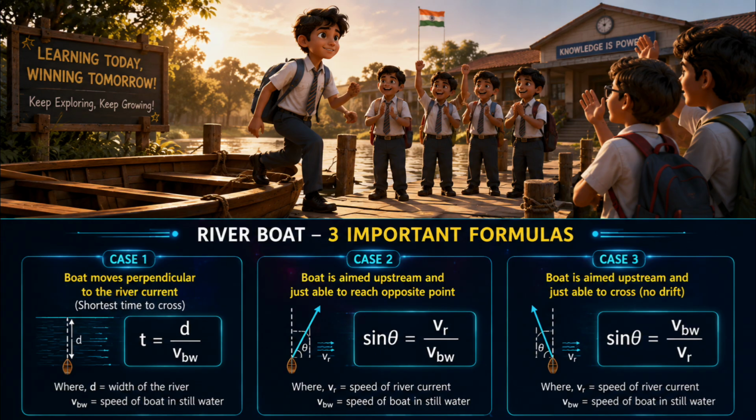And that is the key idea behind all 3 cases. The actual motion of the boat is never decided by one velocity alone, but by the vector combination of the boat's velocity and the river current. A simple river crossing becomes a powerful demonstration of relative velocity and vector physics.